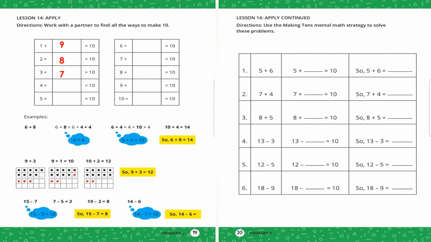Okay? Lesson 14, the second part. Use the making 10 mental math strategy to solve these problems. The first problem, 5 plus 6. First, look at 5. 5 is strong or weak? 5 is very weak. It needs to be strong like Mr. 10, our superhero. So, 5 needs what to be 10? Yeah, 5 needs another 5 to be Mr. 10. So 5 plus 5 equals 10.